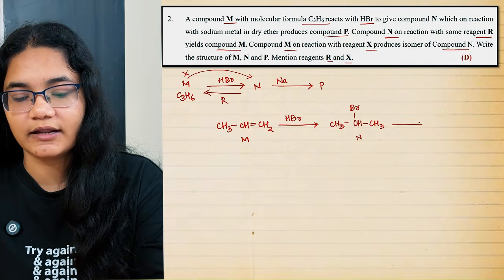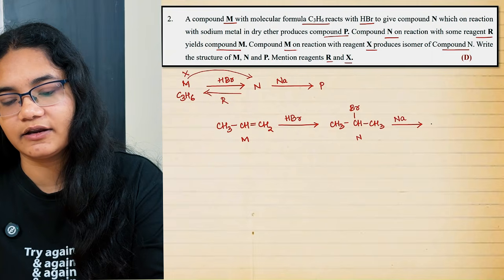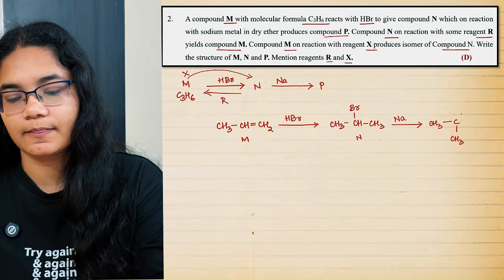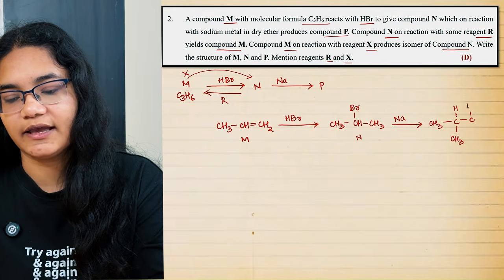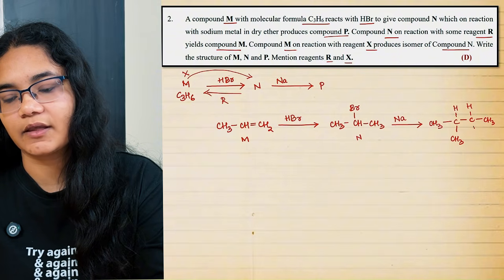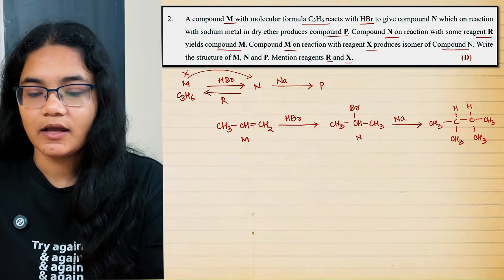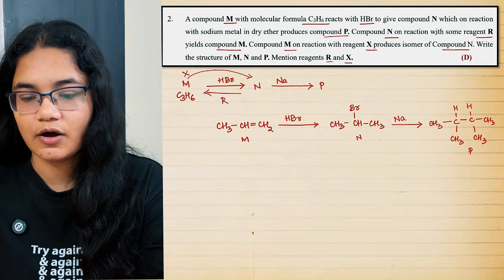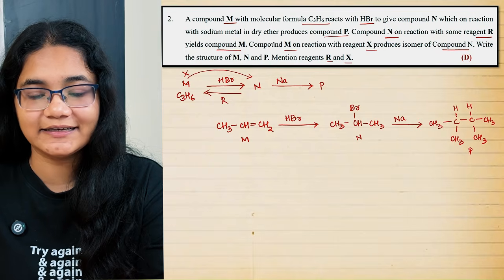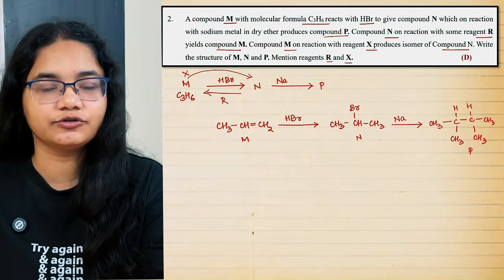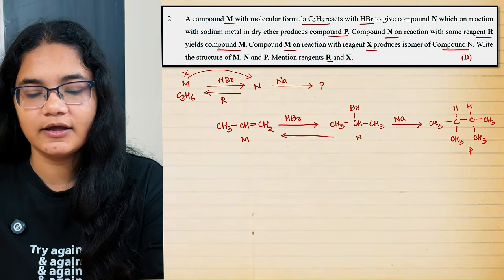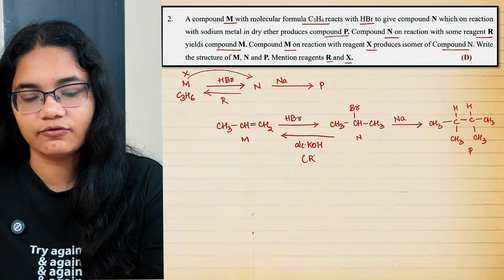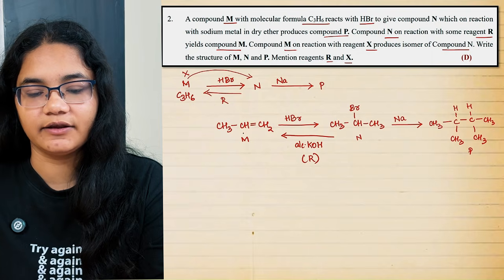Which on reaction with sodium metal in dry ether produces compound P. Now if this one is reacting with sodium metal, that will give me CH3CH(CH3)CH(CH3)CH3, which is compound P. Now the compound N on reaction with some reagent R yields M. So if you see, we have to just do an elimination reaction. So what can be R here? The reagent R will be alcoholic KOH. If you react with alcoholic KOH, then this one will give you M back.